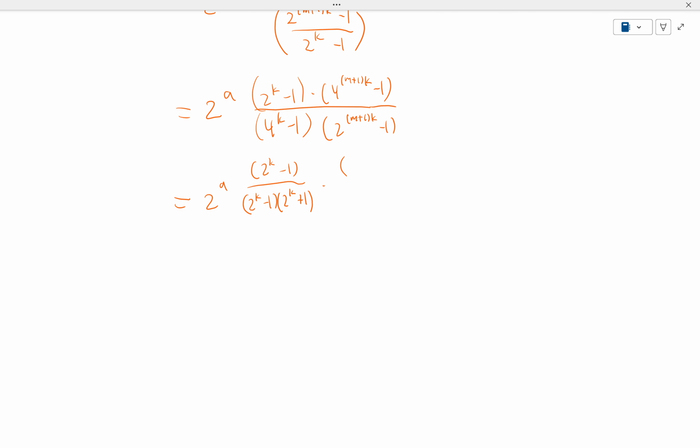4 to the power of (m plus 1)k is just 2 to the power of (m plus 1)k squared. So you can factor it into 2 to the power of (m plus 1)k plus 1 times 2 to the power of (m plus 1)k minus 1 over 2 to the power of (m plus 1)k minus 1. Now, conveniently, these things cancel out. And notice it's all equal to 964.